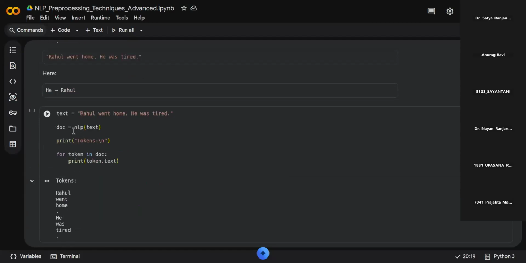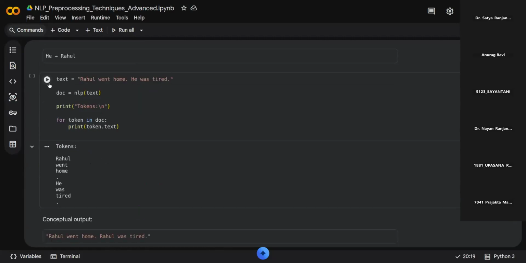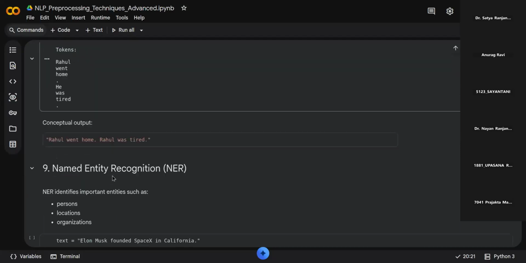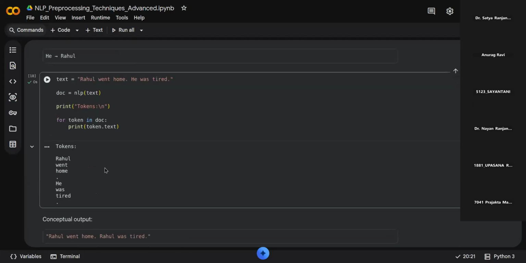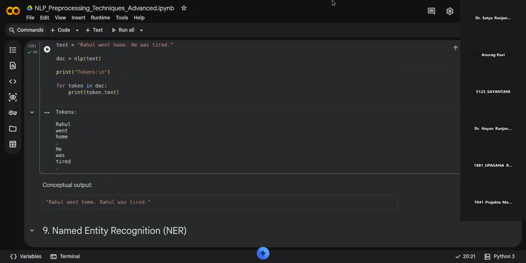For coreference resolution, we call that nlp and pass this text, and it will return a doc. Now when you print token.text for token in doc, you will see that these are the tokens. This is tokenization, but what we need is that he will be replaced with Rahul. So how do we do that? For that we need another function. I just forgot, I have not mentioned it here. Let me see that function. Just a minute.